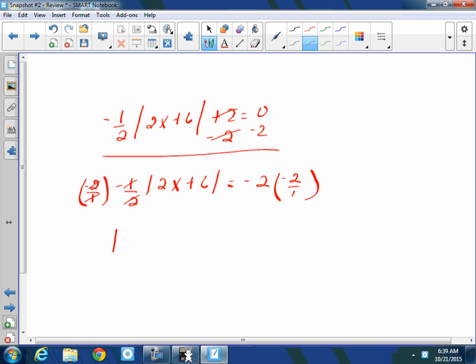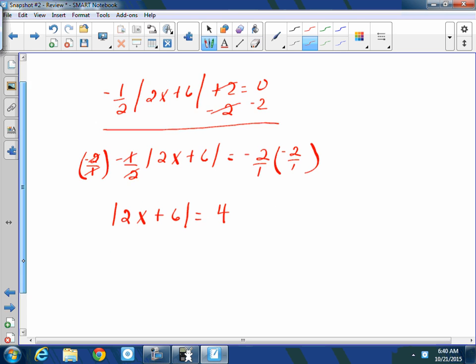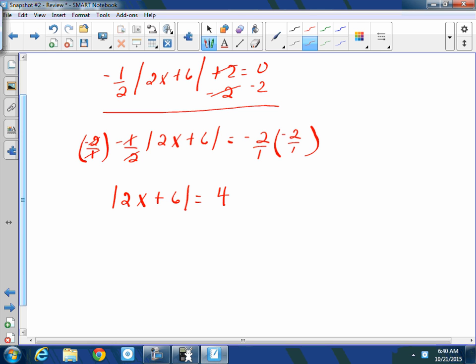So this over here would be 2x plus 6, absolute value of that. And then -2 times -2 would be positive 4. 1 times 1 is 1, but 4 divided by 1 would be 4, and I'm good to go. Now remember, this is an absolute value, which means that 4 can be positive or negative. So this is 2x plus 6 equals 4, and 2x plus 6 equals -4.